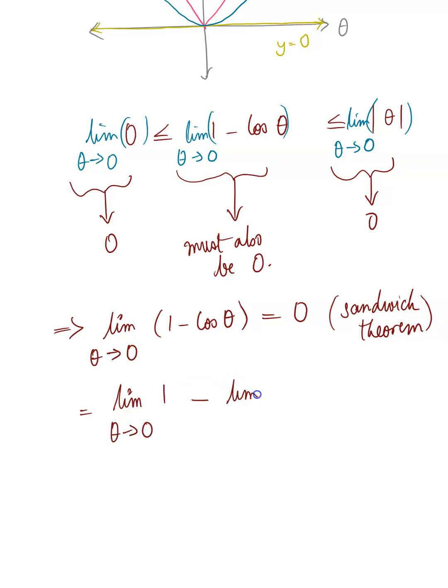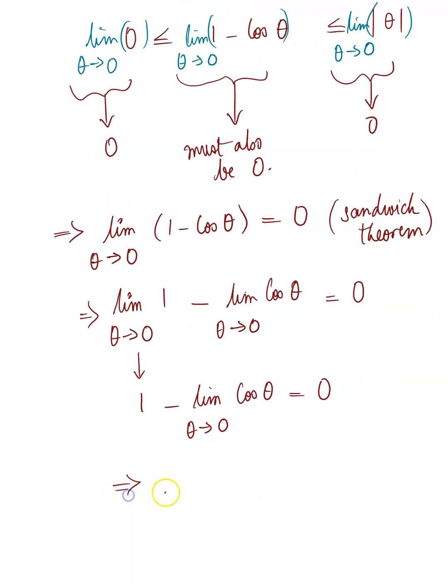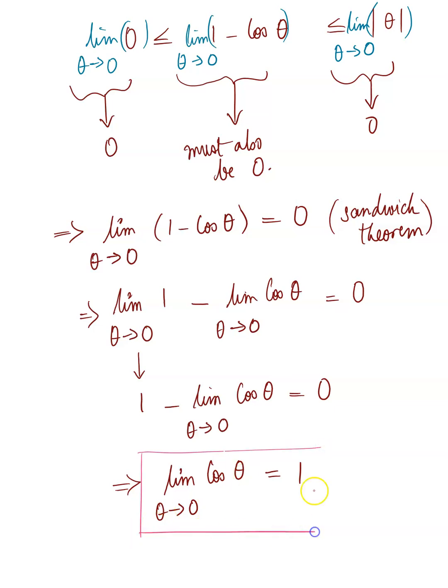Separate the limits, okay? Limit of 1 minus limit of cosine theta as theta approaches 0 equals 0. So when limit of 1, there's no theta to substitute here. So this comes back as 1 minus limit of cosine theta as theta approaches 0 equals 0. So clean it up. This implies limit of cosine theta as theta approaches 0 actually equals 1. Because that was the actual question.